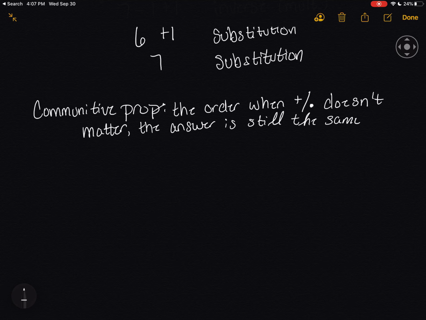So for example, if I did A plus B, that is the same thing as B plus A. Or if I plug in numbers, 5 plus 4 is the same thing as 4 plus 5. And that goes for multiplication too. So B times A is the same thing as A times B.